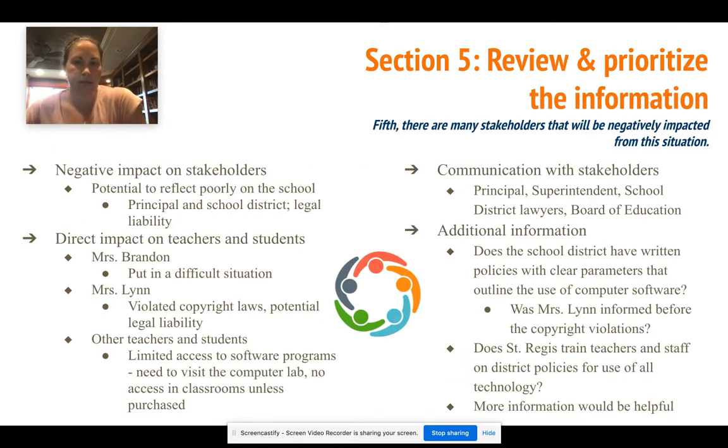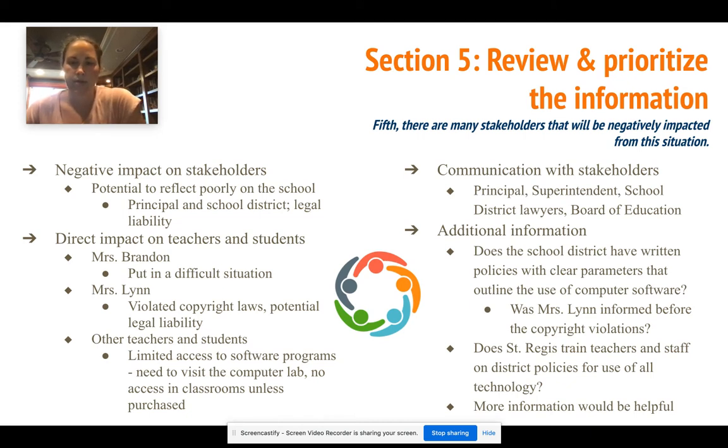Fifth, there are many stakeholders that will be negatively impacted from this situation. Negative impact on stakeholders: there's potential to reflect poorly on the school, on the principal, myself, on the school district, and we could have legal liability with this situation. Direct impact on teachers and students: Mrs. Brandon has been put in a very difficult situation. Mrs. Lynn is actually now in a difficult situation. She violated copyright laws, potential legal liability for her. Other teachers and students now have limited access to software programs. They need to visit the computer lab, no access in classrooms unless purchased.